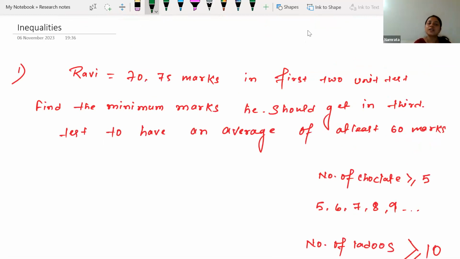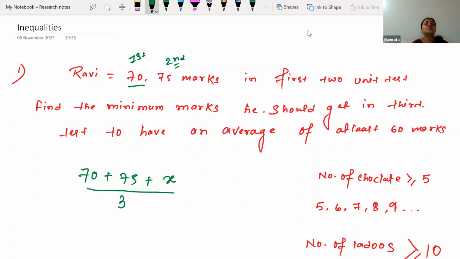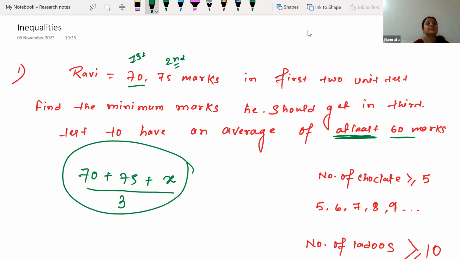The question says Ravi has already got 70 marks in the first unit test and 75 marks in the second. Now find the minimum marks he should get in the third. Let x be the marks he gets in the third unit test to have an average of at least 60. To find the average of all three, the formula is the sum of all the terms divided by the number of terms. That average has to be at least 60, minimum 60, so it has to be greater than or equal to 60. Are you getting it? Yes, ma'am. This is how we have framed the inequality.